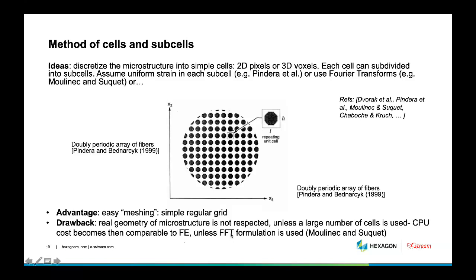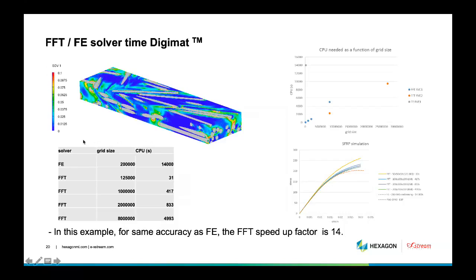It is based on rewriting the problem in the Fourier space. And if you do that, then you can reduce the CPU time with respect to finite elements by at least a factor of 10. So this is an example here taken from Digimat. We have a Digimat FE solver, and we also have Digimat FFT. And this is an example of a short fiber reinforced composite. This is a volume element here in a non-linear case, okay?